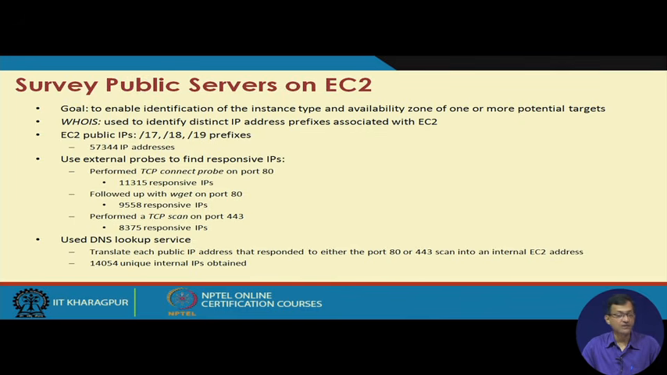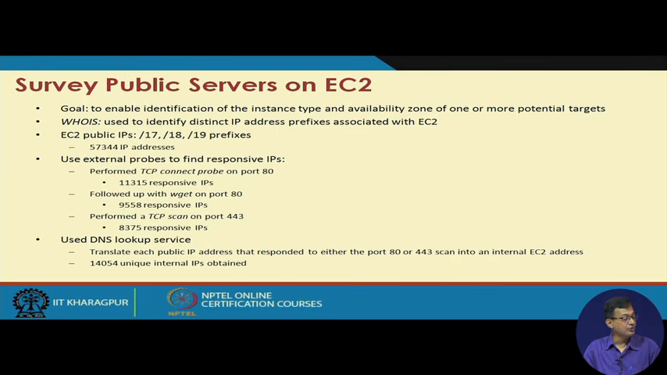Next, survey public servers on EC2, with the goal of enabling identification of the instance type and availability zone of one or more potential targets, right. So, the primary goal of this particular work is to identify the instance type and availability zone of one or more potential targets, which is one of the major things. EC2 public IPs are in certain prefixes, as reported by the article. Use external probes to find the responsive IPs.